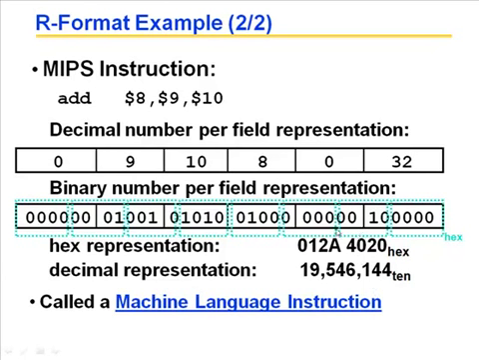So more or less, all that this is really doing is sending the number 19,546,144 to the processor, and for some reason it knows that that means add register 9, register 10, and store that in register 8. No matter what, anytime you send that value to the processor, it'll do that.